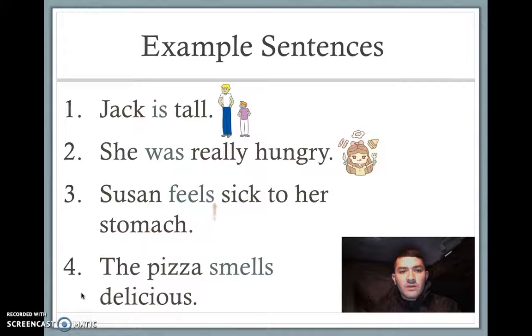Number 3, Susan feels sick to her stomach. The linking verb feels connects the subject Susan to sick to her stomach, so the information about how Susan feels. And then number 4, the pizza smells delicious. The linking verb smells connects the subject pizza to the adjective delicious, which is describing how the pizza tastes.